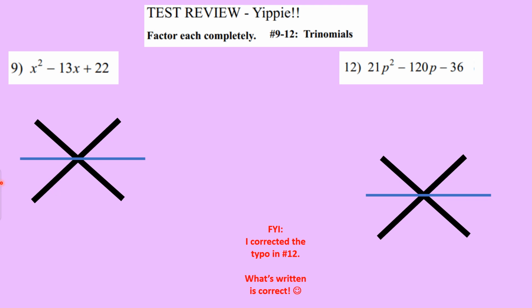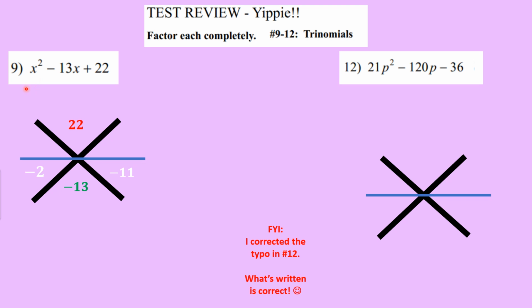There we go. So in number 9, our leading coefficient is 1. 1x squared multiplied by the 22 gives me positive 22. So what are factors that multiply to 22 and add to that middle linear term, negative 13? Those are going to be negative 2 and negative 11. And again, you can find those in your little factor chart that you have in your notes.